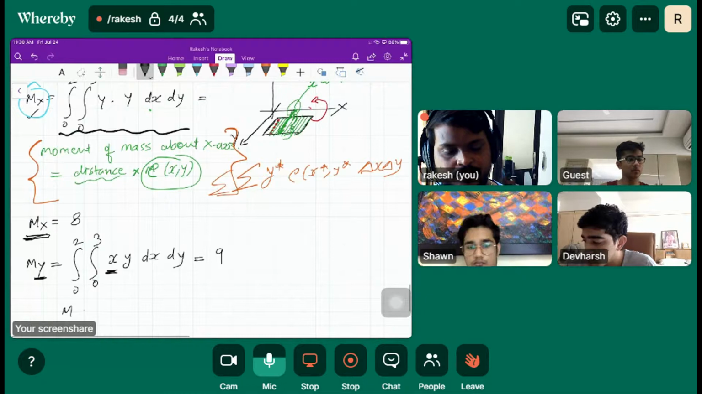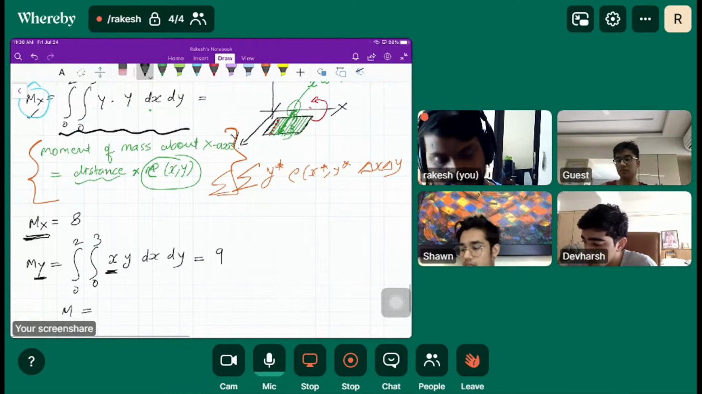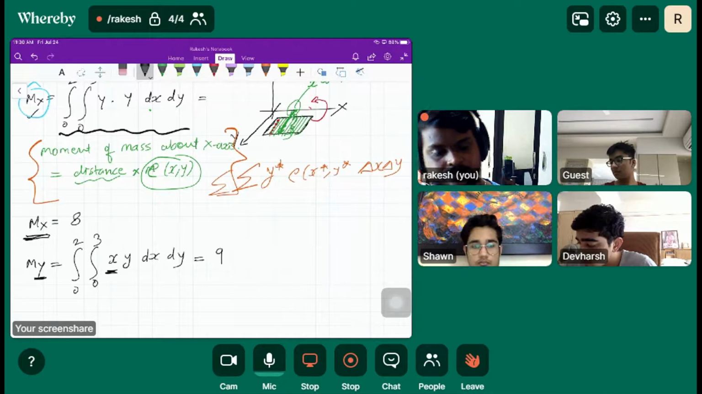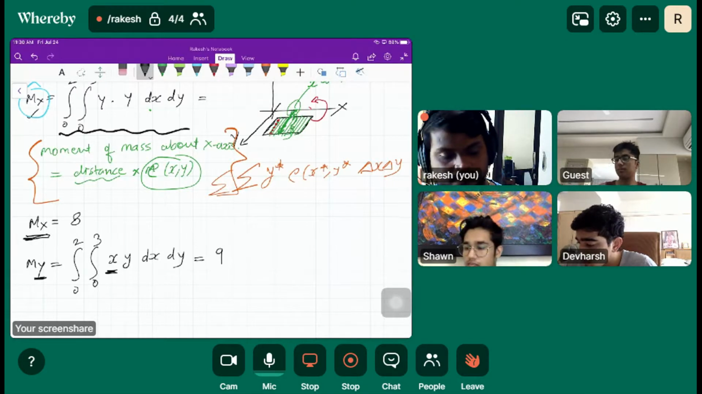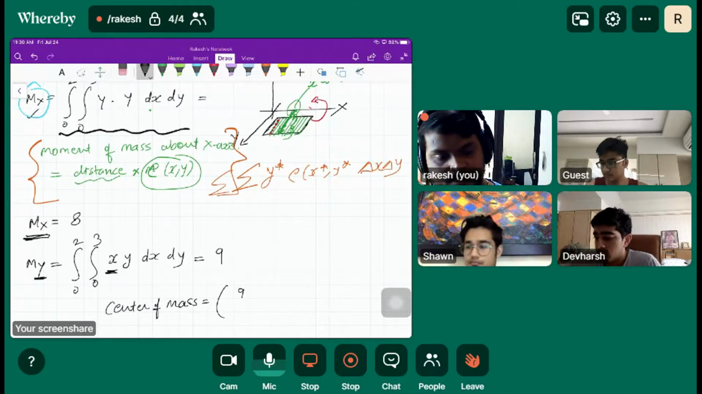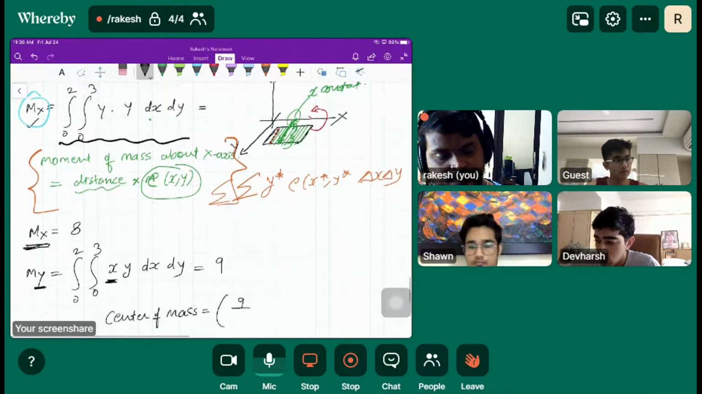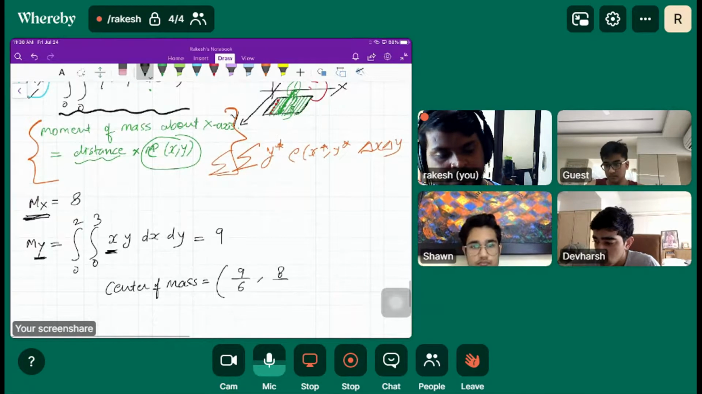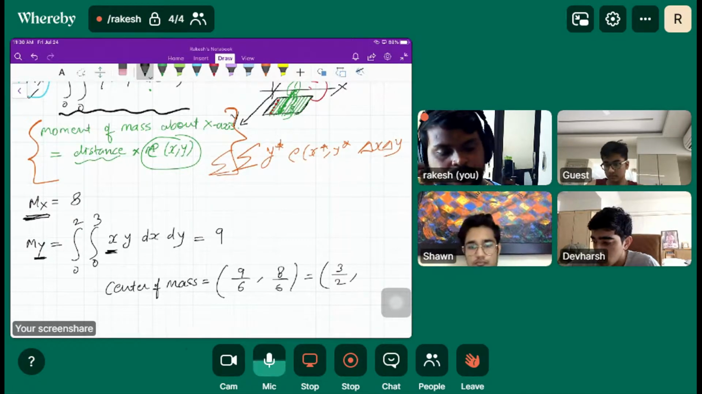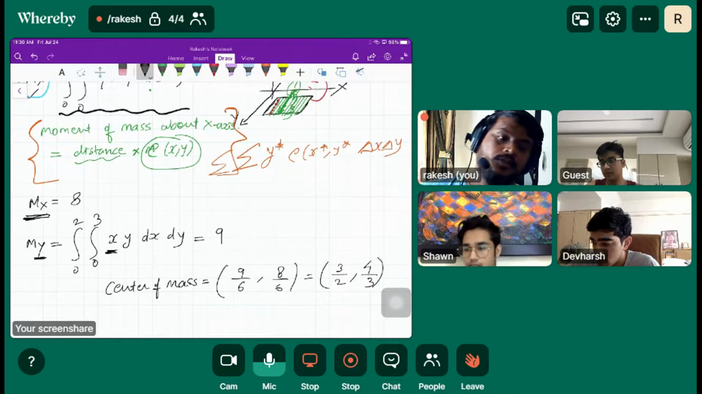So the center of mass is 9 by 6 comma 8 by 6, which is 3 by 2 comma 4 by 3.